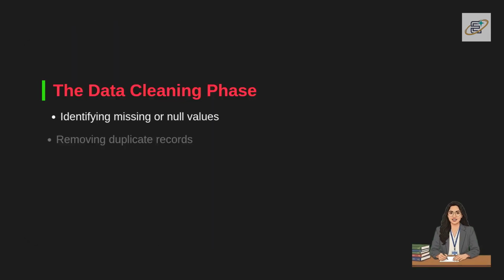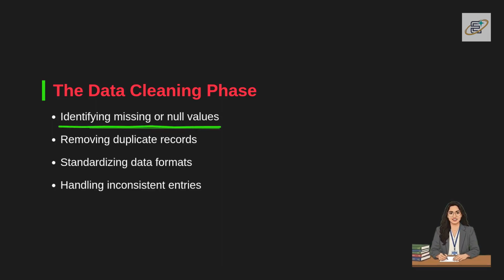Moving right along from our initial data collection, we enter what is arguably the most critical phase of any analytics project, the data cleaning phase. Raw data is rarely perfect. Your first job is identifying missing or null values. If a customer didn't fill out their age, how do you handle that blank space? Do you delete the row, or fill it in?